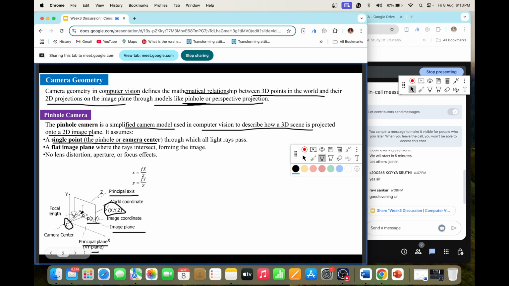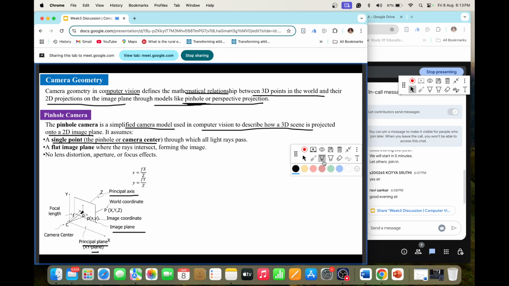Okay, now what is the focal length? Focal length is the distance between the camera center and the principal point, or where your principal axis is intersecting the image plane. So that is the focal length. So again I am repeating the terms. Let's start again so it will not be confusing to you.